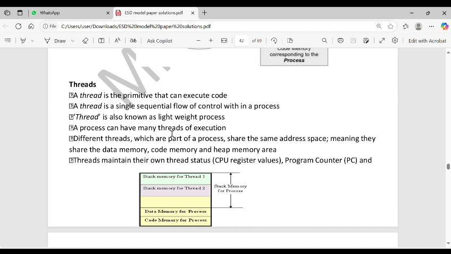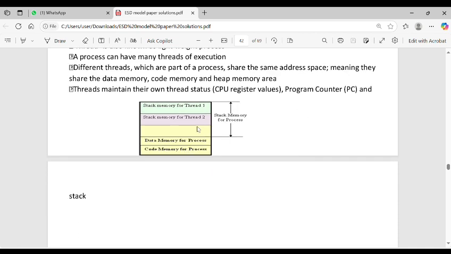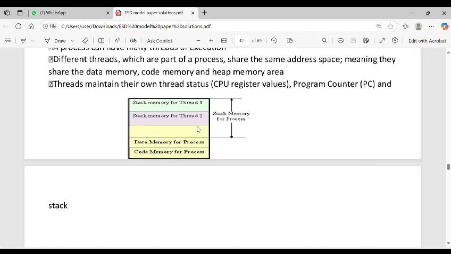A process can have many threads of execution, and different threads which are part of a process share the same address space, meaning they share the data memory, code memory, and heap memory area. Threads maintain their own thread status in CPU register values, program counter and stack. Here is the diagram you can refer in the exam.